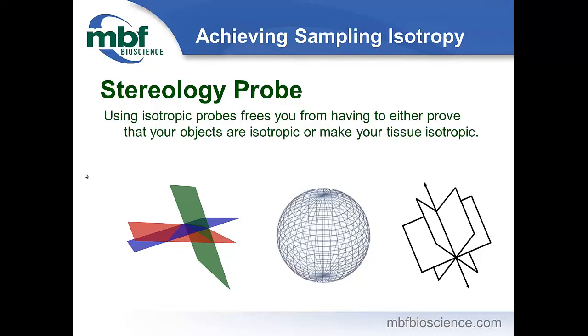So an example of a feature that would be isotropic would be planes oriented in 3 dimensions, like on the left, or a sphere. Before we move on, does anybody have any questions about this initial aspect that we've talked about, before we start talking about which probes we recommend for each feature?